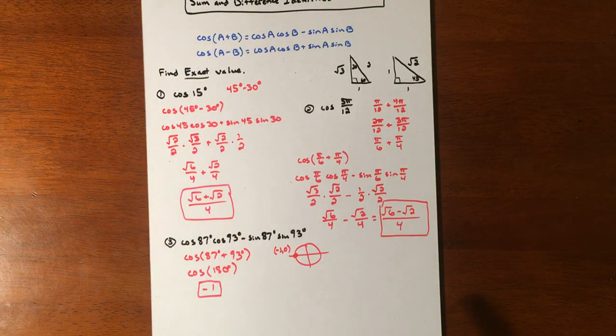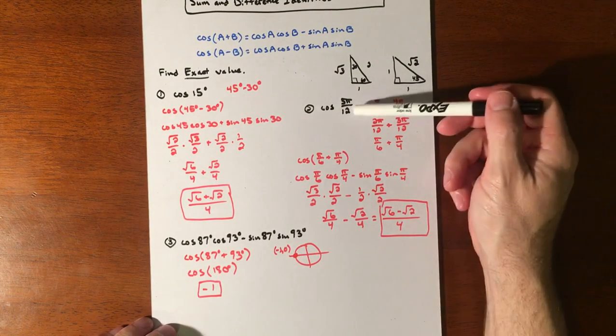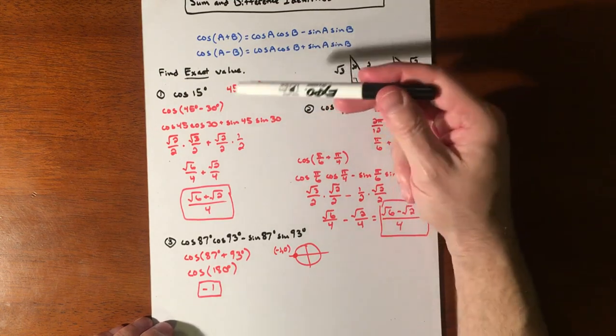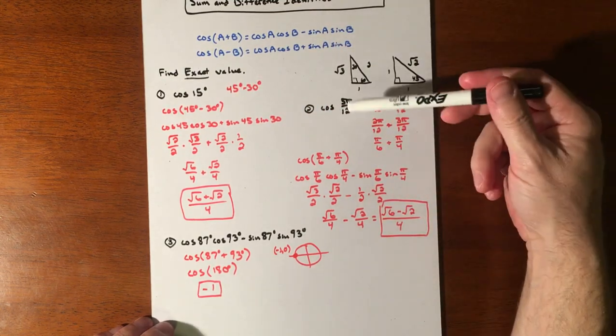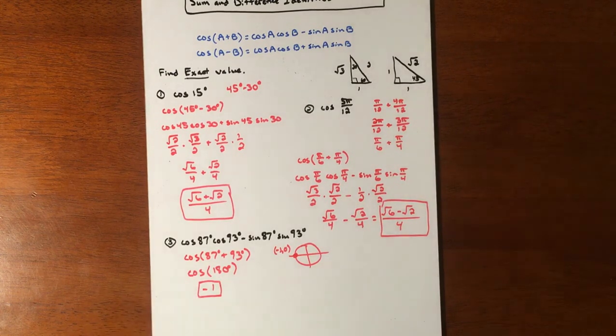All right. So this is more of a recognition, where this is a little bit of a trickier idea of let's figure out what angles we can put together and then just plug it into the formula. All right, so that was sum and difference identities of cosine.